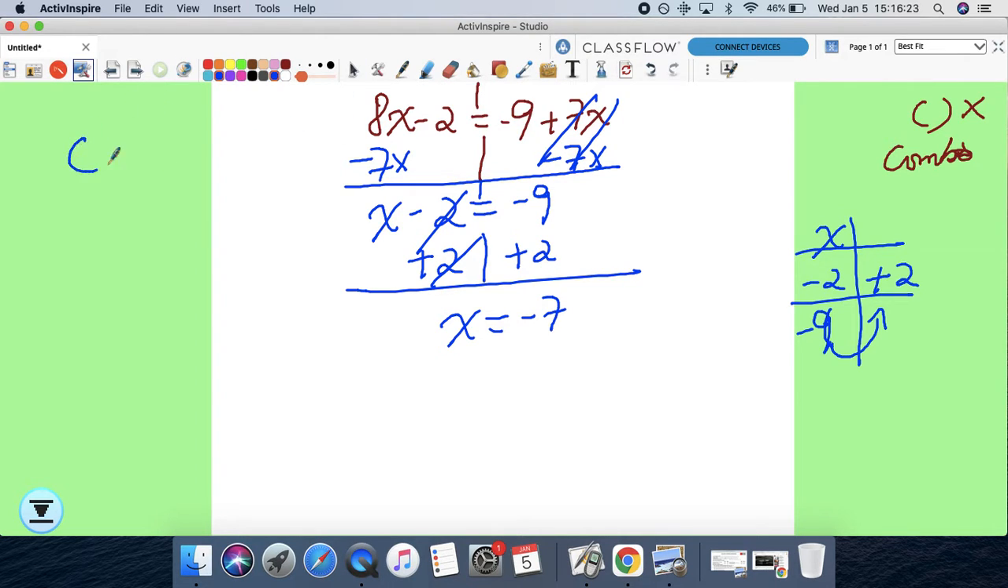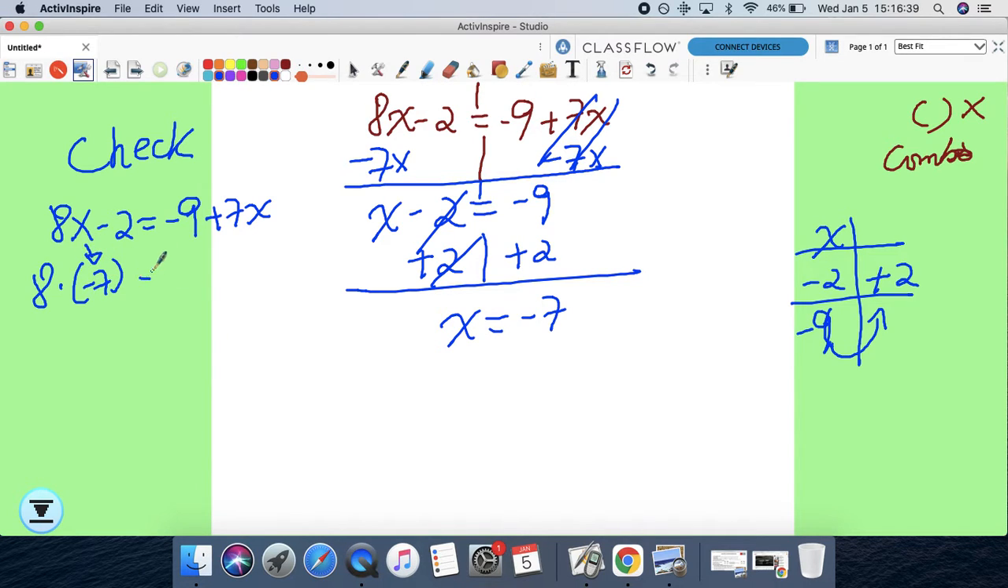So, let's check. 8x minus 2 equals negative 9 plus 7x. So I'm going to replace, right? So I'm going to be 8 times negative 7, right? We're going to change this. Minus 2 equals negative 9 plus 7 times, again, our value for the variable is negative, so I like to put it in parentheses.